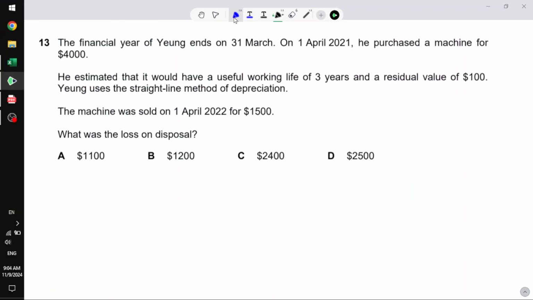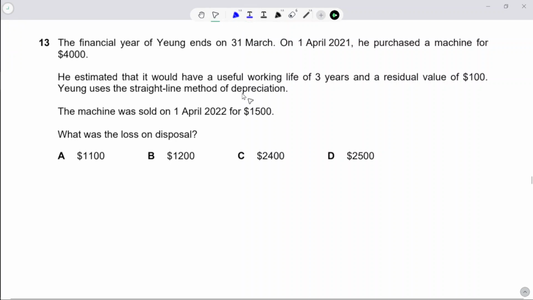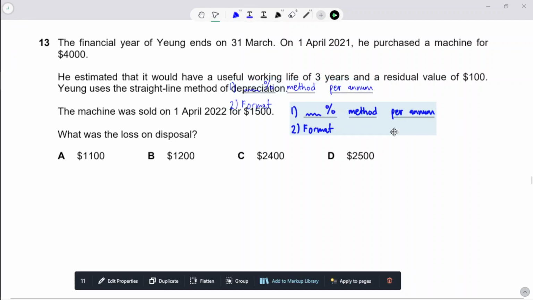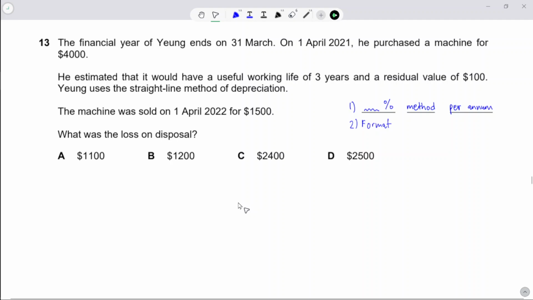Okay. So the first thing I want us to do is this one. So let's highlight the, or in this case the per annum actually this one, years, 3 years. Then the percentage is a residual value, and then method will be straight line method. Okay, so okay, format.